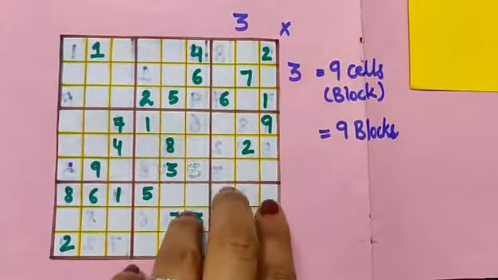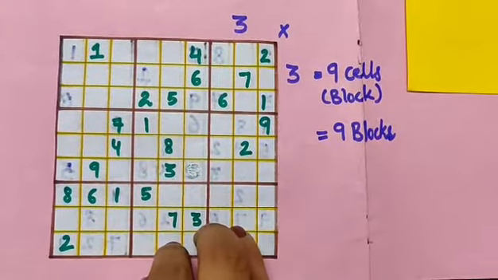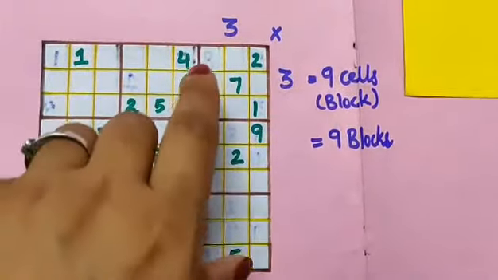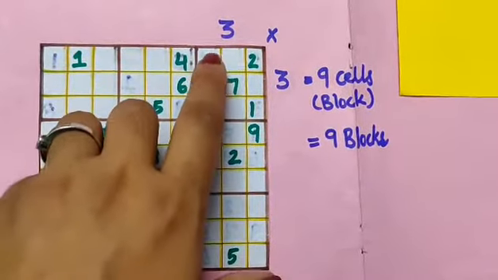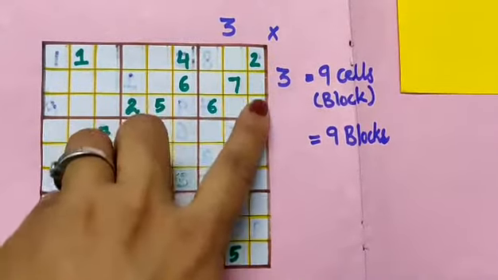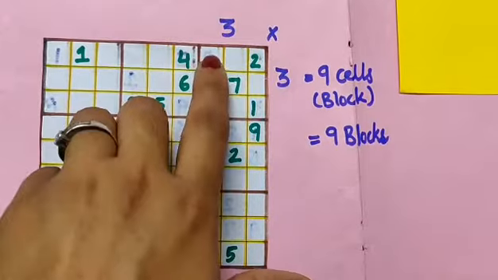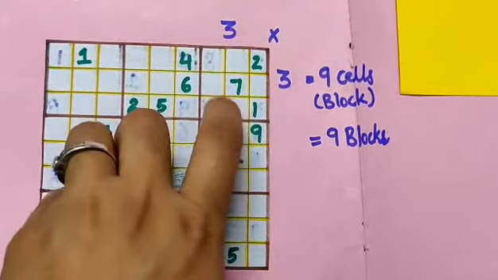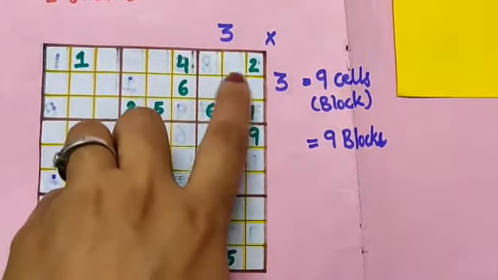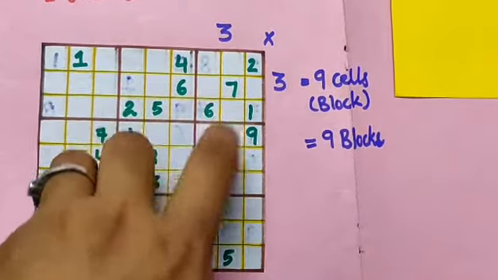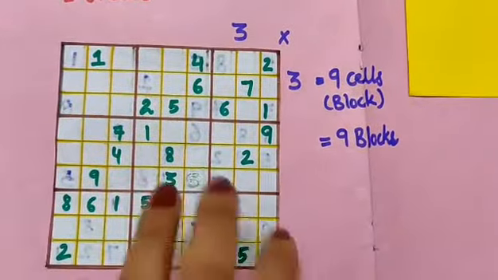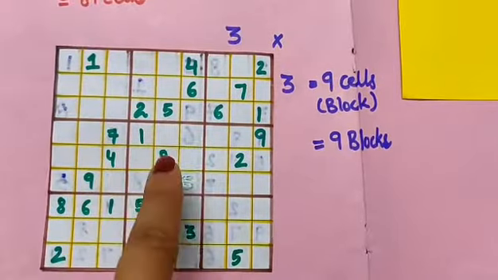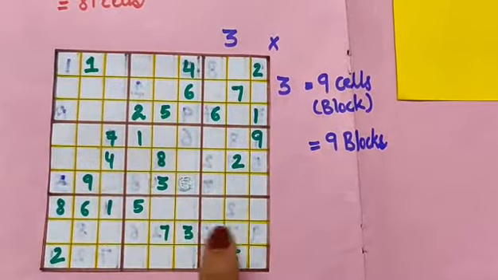So children, here I have given you one unsolved Sudoku. Today we are going to solve it. Now let me first explain a block. Observe these cells. We have 9 cells in one block: 1, 2, 3, 4, 5, 6, 7, 8, 9. So we have 9 cells in one block, and in this complete 9 by 9 grid we have 9 blocks.